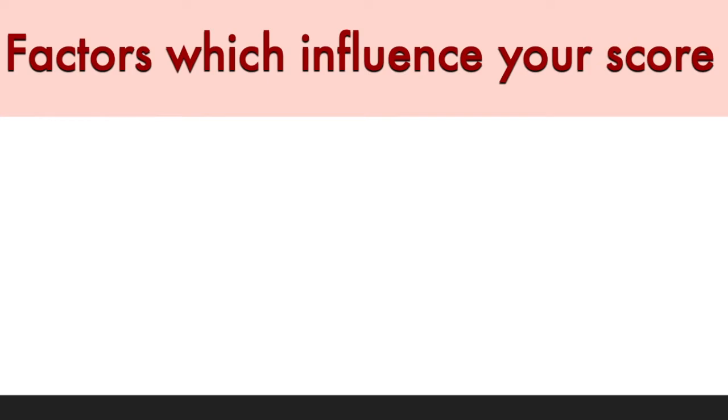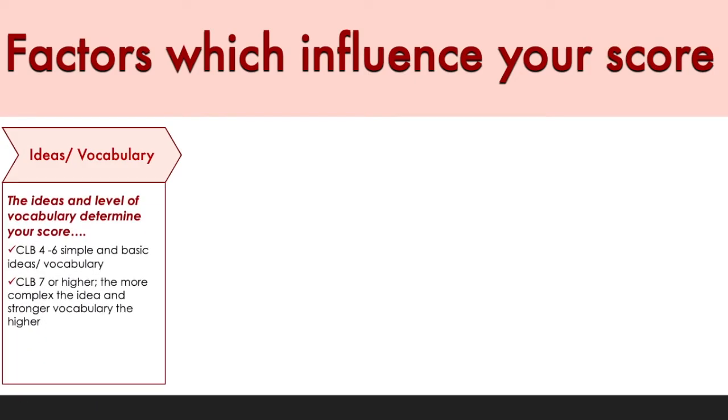Factors which influence your score. Ideas and vocabulary. The ideas and level of vocabulary determine your score. CLB 4 to 6, simple and basic ideas and vocabulary. CLB 7 or higher, the more complex the ideas and the stronger the vocabulary, the higher the level.